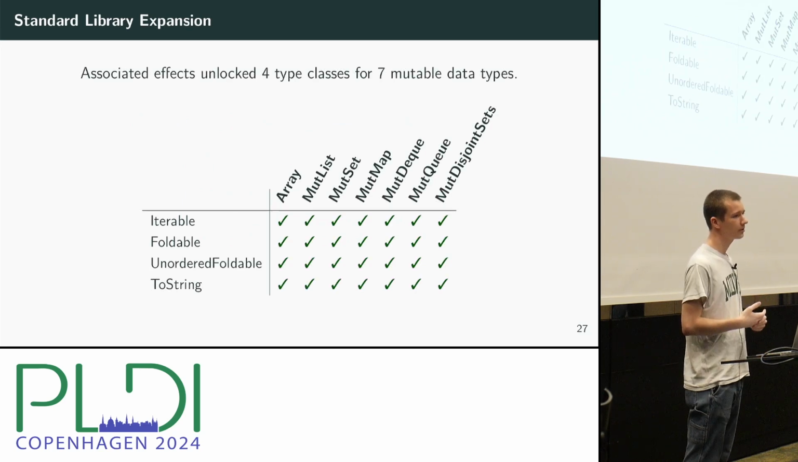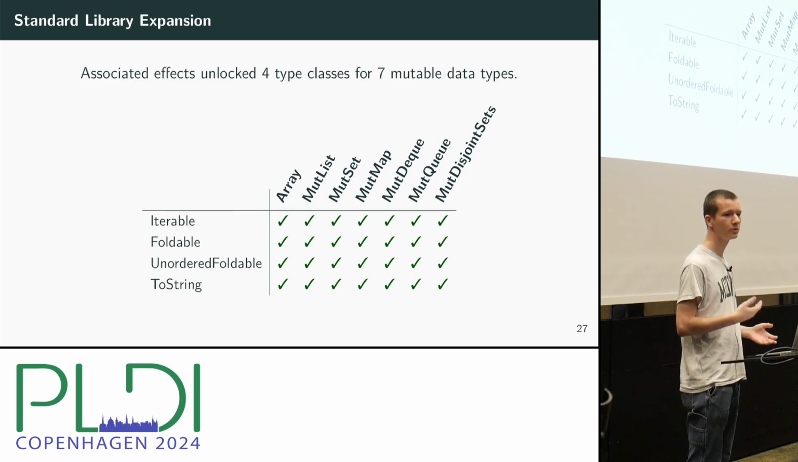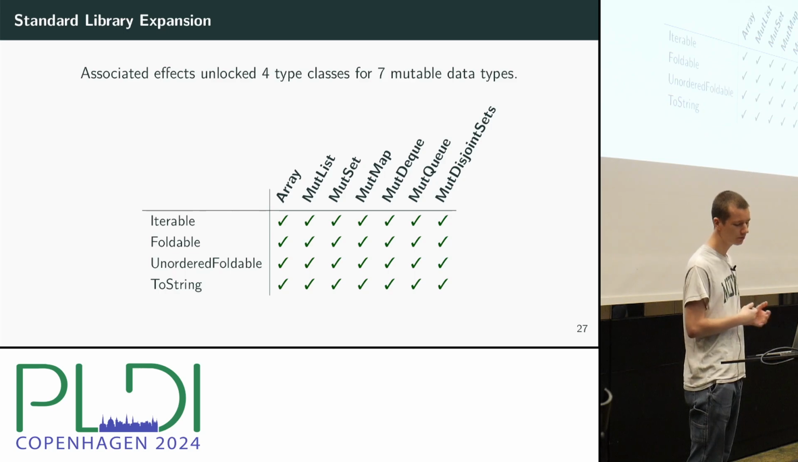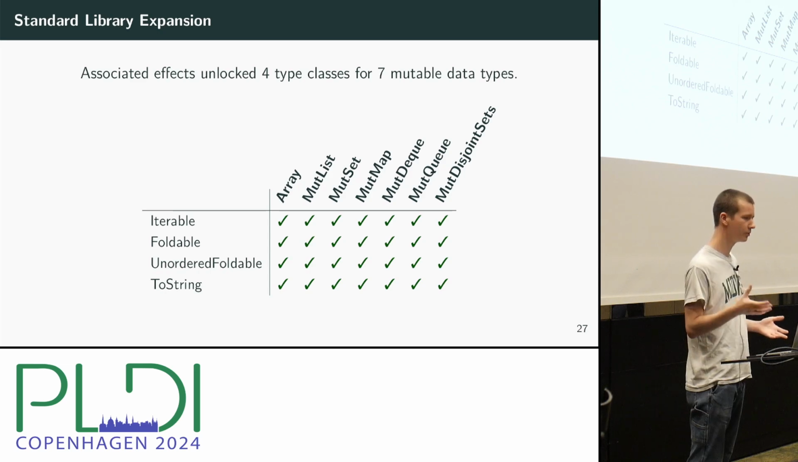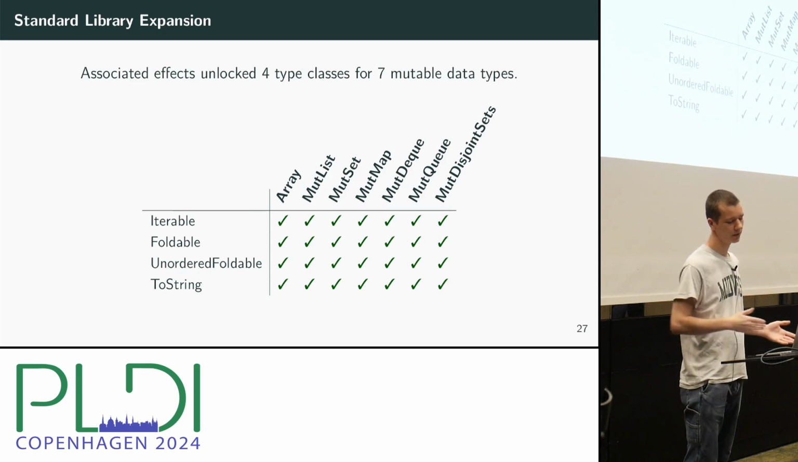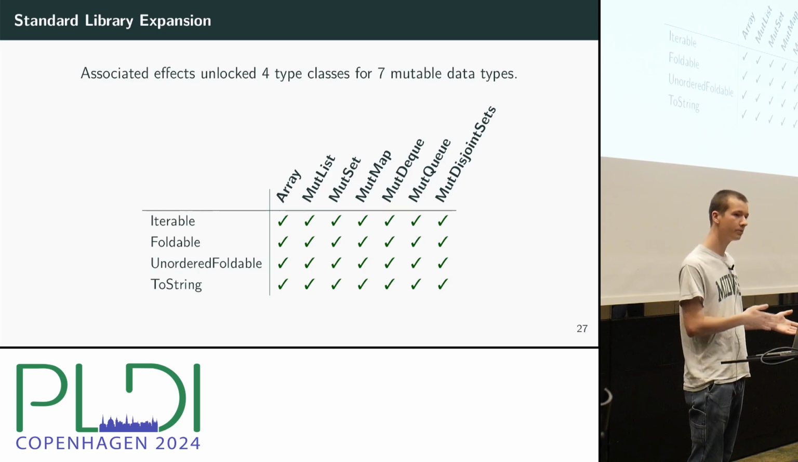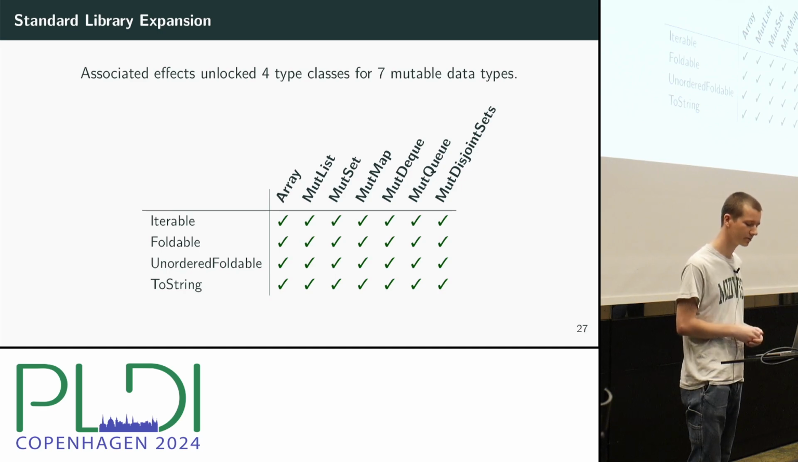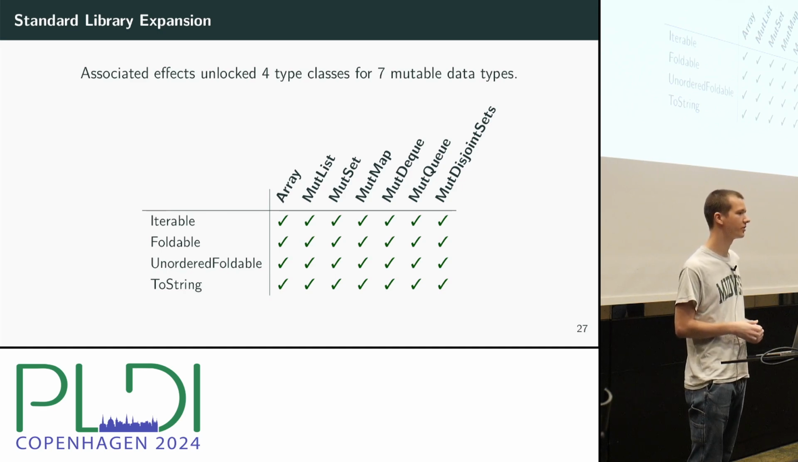Thanks to this refactoring, we were able to define instances for mutable data types. So for Iterable, Foldable, UnorderedFoldable, and ToString, all of these classes were previously only defined for pure data types due to this inability to abstract over the effect. But now we can define them for all these 7 extra mutable data types, in total getting 28 additional instances in our library.